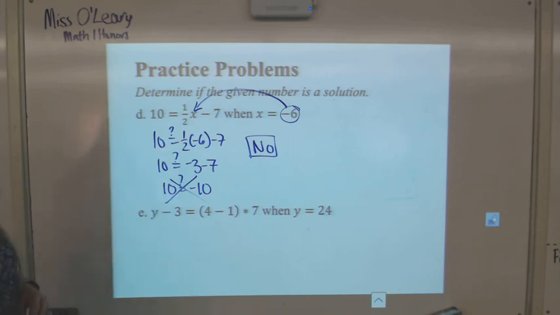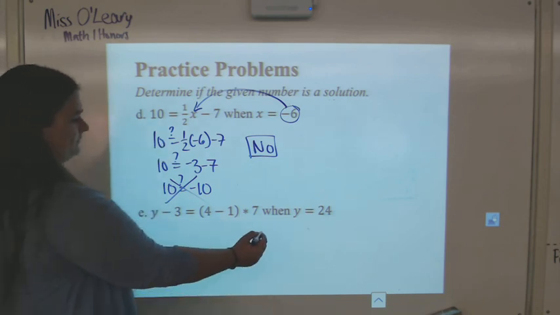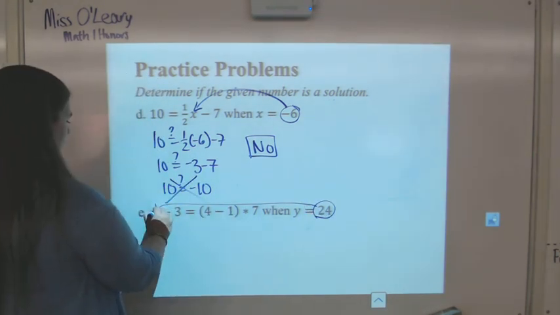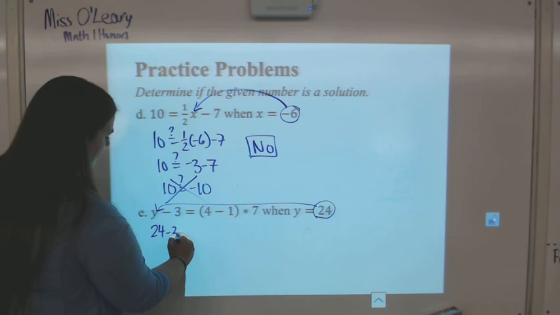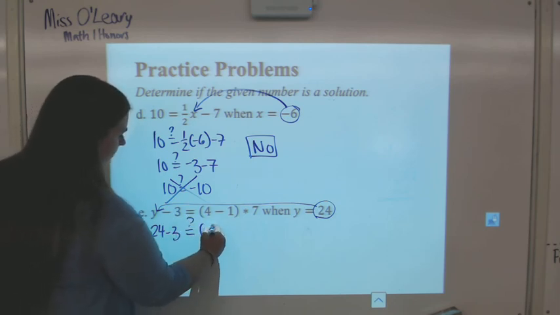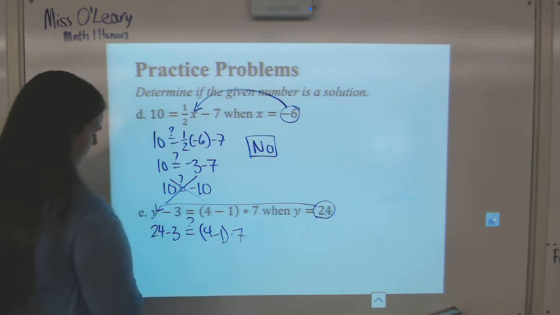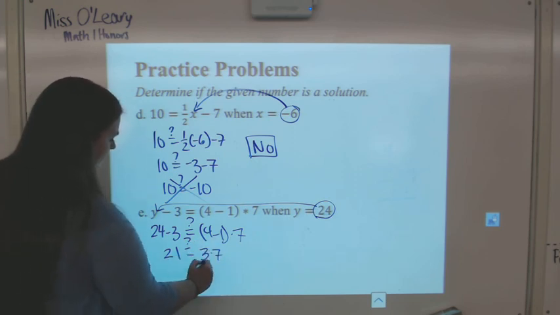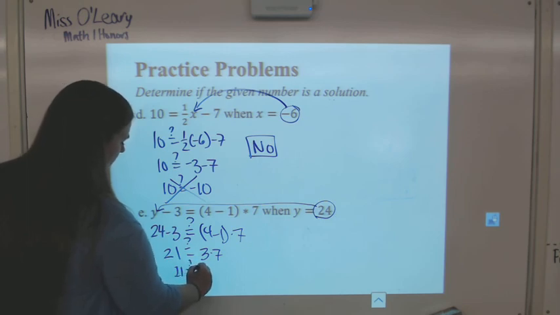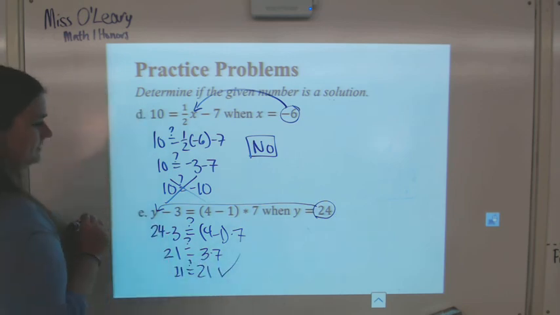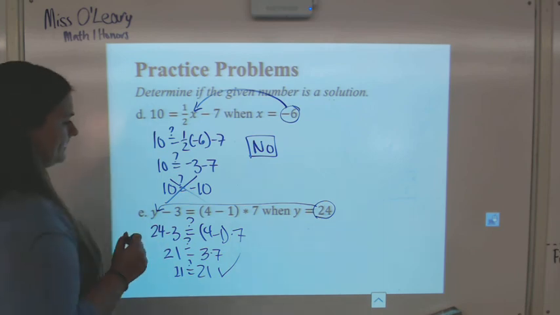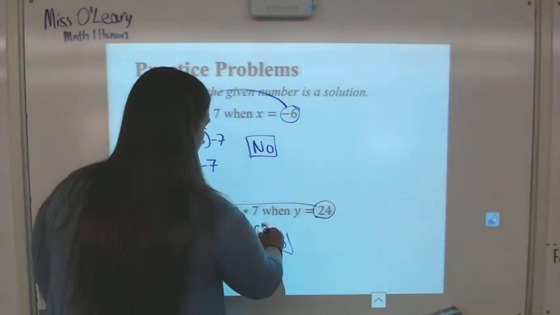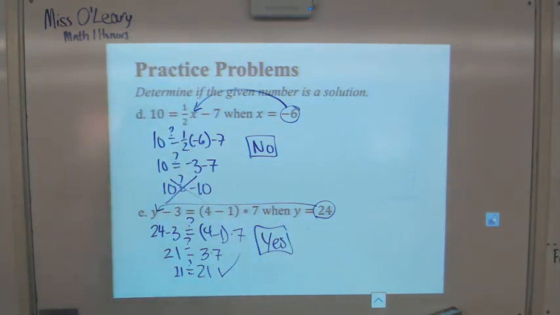Next one I have here, I want to do the same process. I have y equals 24. I'm going to plug it in for y. And I want to know, does 24 minus 3 equal 4 minus 1 times 7? So on this side, I simplify it down to a single term. Does 21 equal, well, 4 minus 1 is 3 times 7. And 21, does that equal 21? Yes, it does. So my final answer is y equals 24 is a solution, and in this case it is the only solution to make this a true statement.